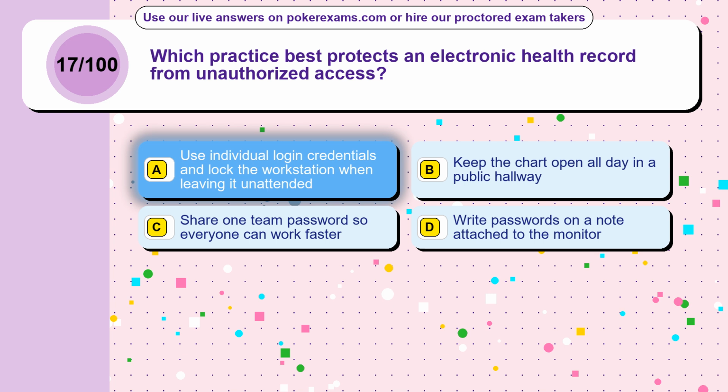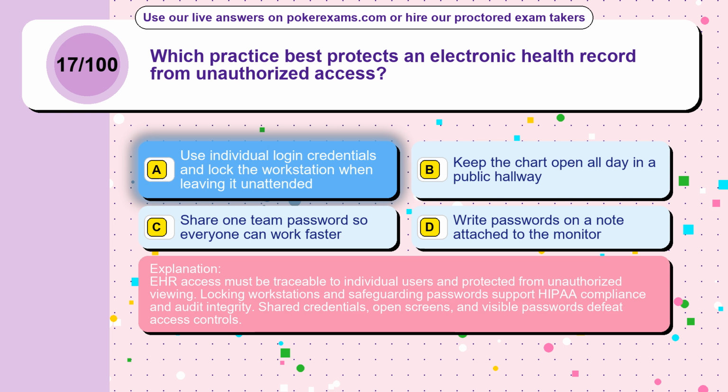The correct answer is option A. Use individual login credentials and lock the workstation when leaving it unattended. Record access must be traceable to individual users and protected from unauthorized viewing. Locking workstations and safeguarding passwords support HIPAA compliance and audit integrity. Shared credentials, open screens, and visible passwords defeat access controls.